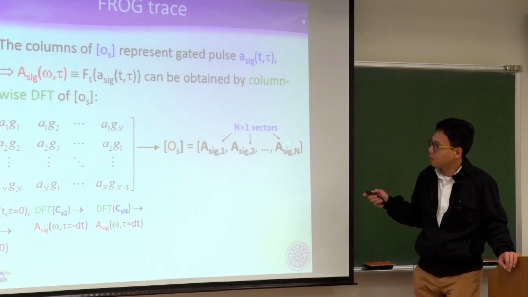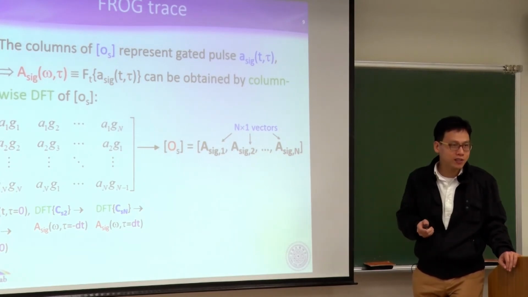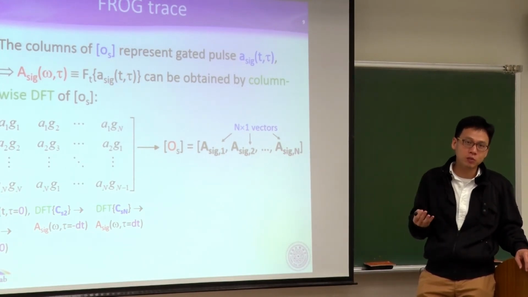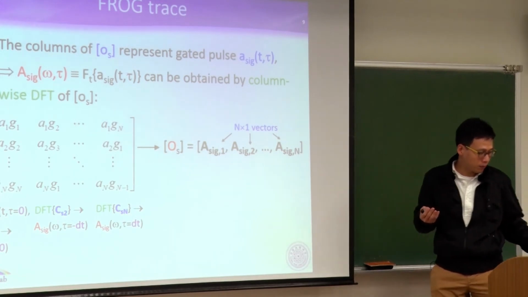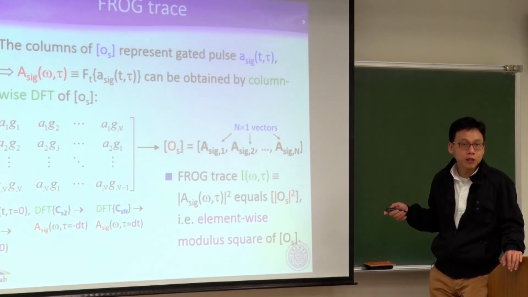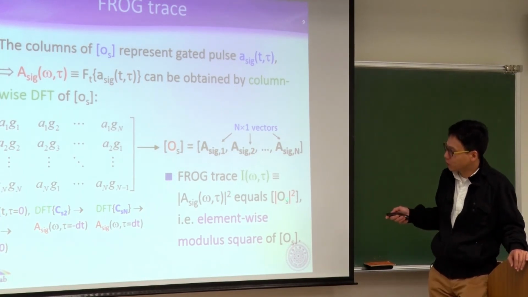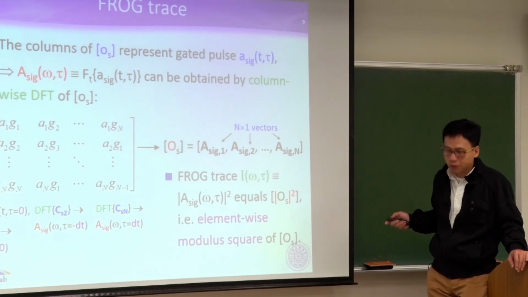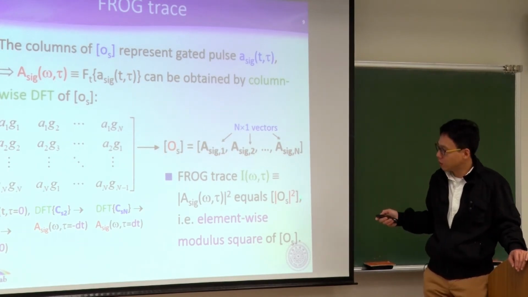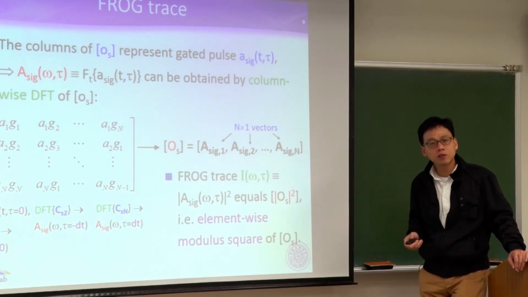But what is the mathematical meaning of this matrix? Big A sub sig is the complex spectrum of the gated signal. It is still not the FROG trace we can actually measure. The only difference is a modulus square, right? The FROG trace is the absolute square of big A. So all you have to do is this. After you get big O sub S, just perform an element-wise modulus square, each element taking an absolute square. You get this matrix, and it's already the FROG trace.